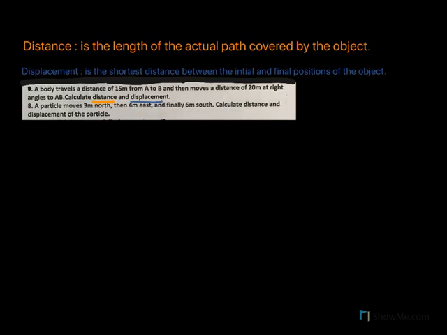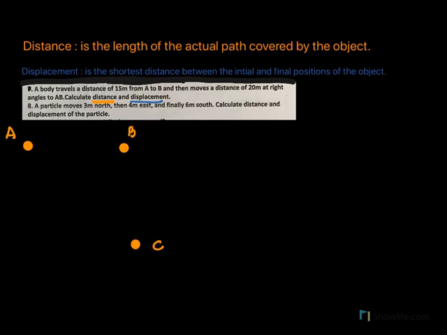So here we have first the body at A, and then the body travels to B. So here is A and here is B, and it travels 15 meters from A to B. At B, it turns at right angles to a point C, and according to the sum, it travels another 20 meters to a point C. So we need to find the distance and displacement.